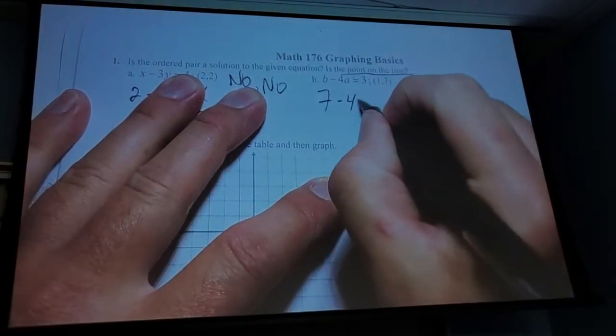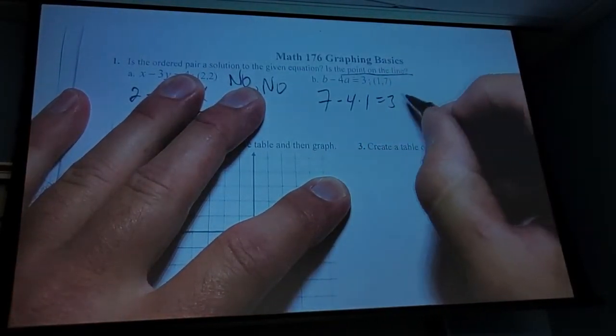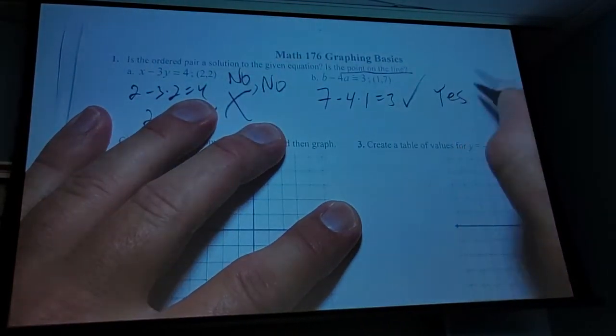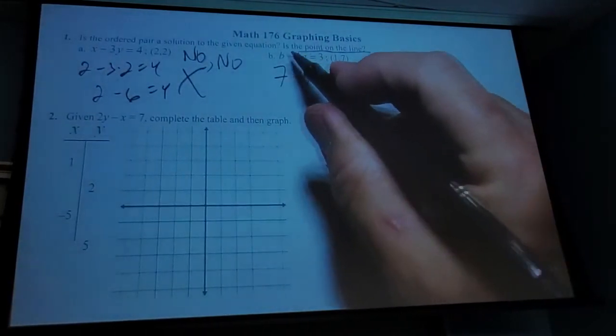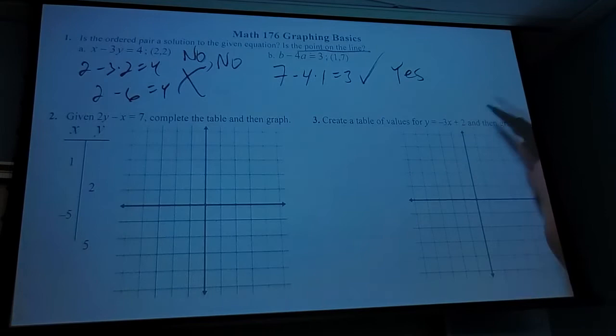7. 7 minus 4 times 1, is that 3? Yes. Check. So is the ordered pair a solution? Yes. Is it on the line? Is 1, 7 on the line that this would make? Yes?